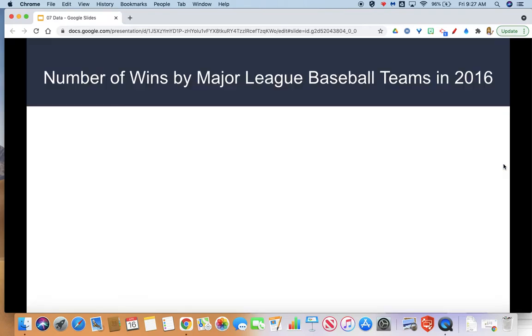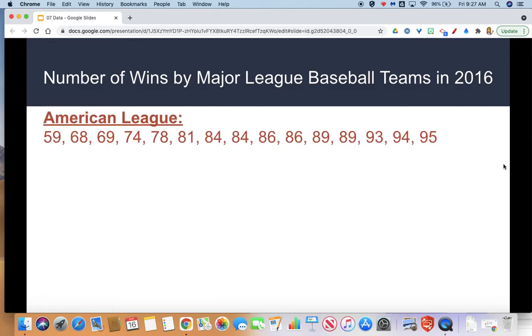Let's start by looking at some data, and this data is representing our number of wins by Major League Baseball teams in 2016. Will you please start by writing down that data in your notebook? Pause so you have enough time to write.